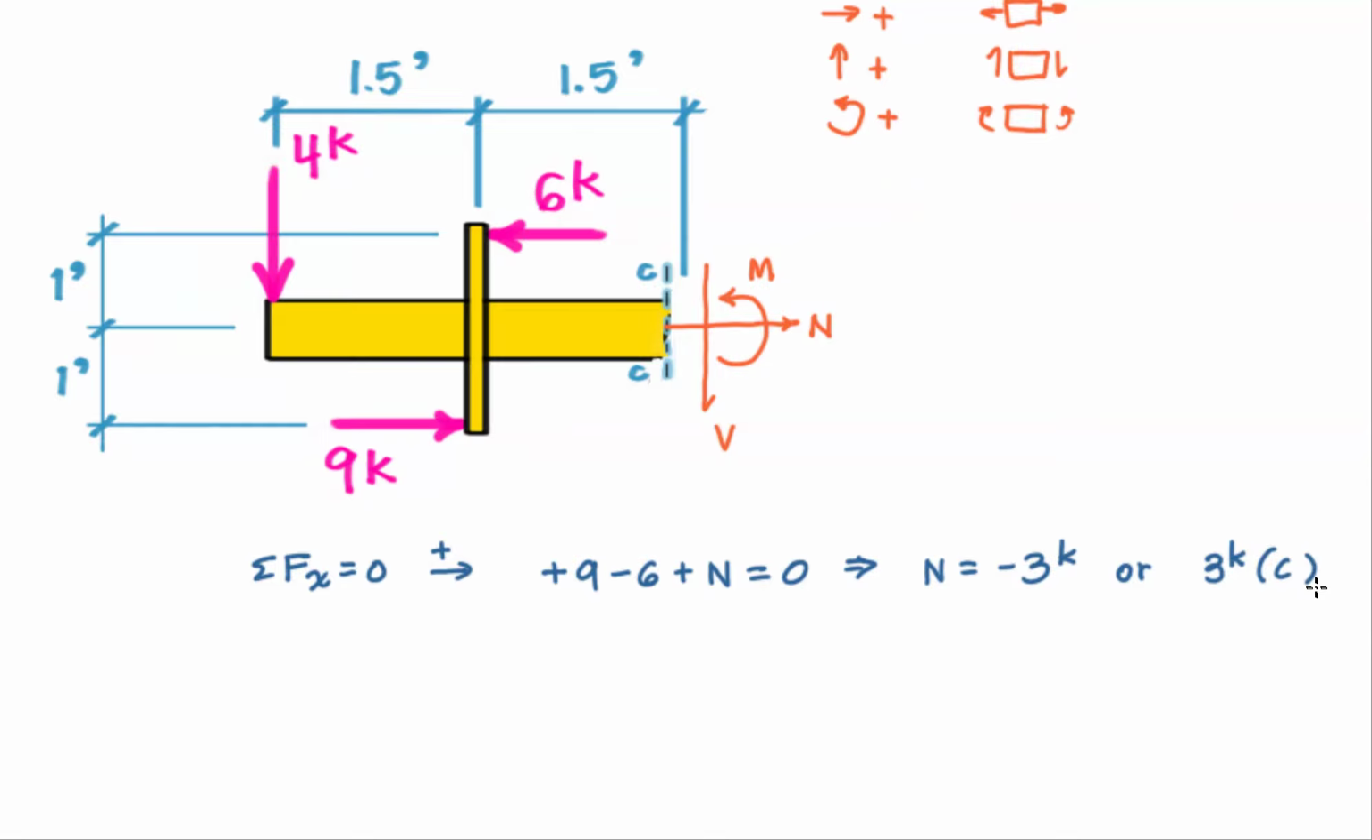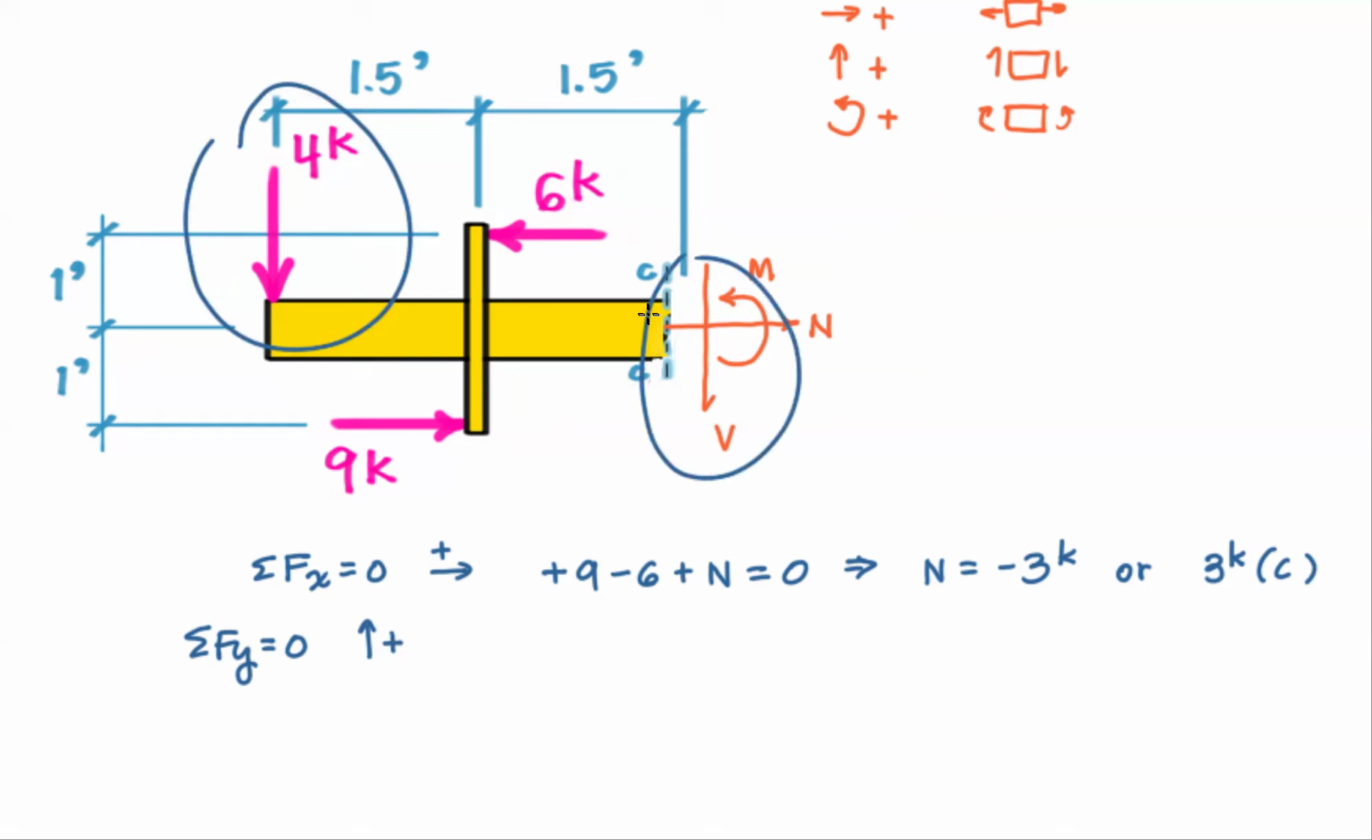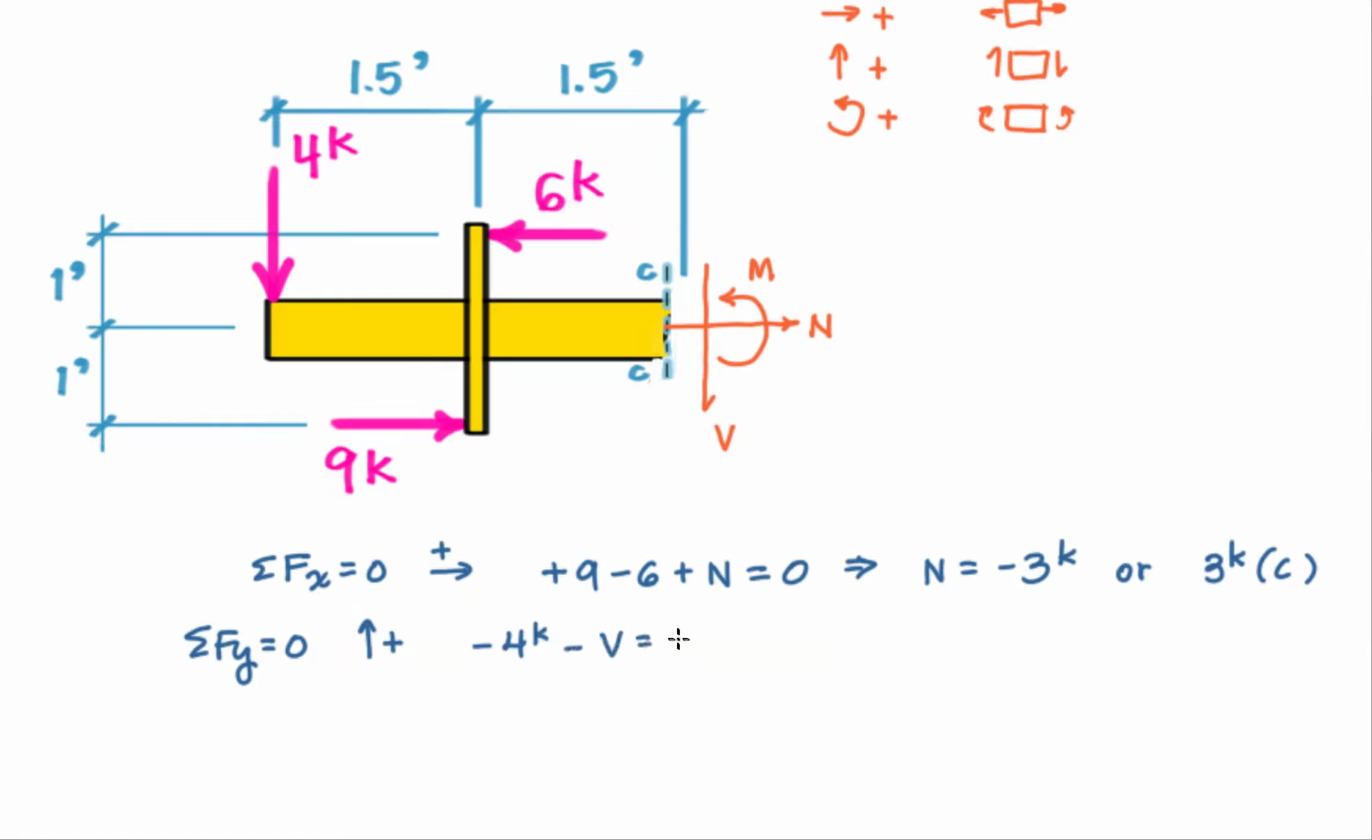We probably could have done that one by inspection as well, but no harm in writing out the equations and developing that problem-solving procedure. So let's do a summation of forces in the y direction equals 0, upward is positive. I've only got two terms here. So by inspection, I'm anticipating V is equal to -4. Let's go ahead and write it out and make sure that we understand the process. So minus 4 kips, that's downward, minus V, that's downward, set it equal to 0. V is equal to -4 kips.